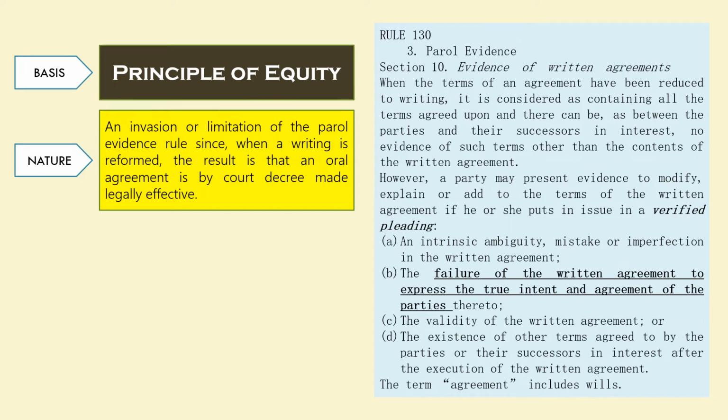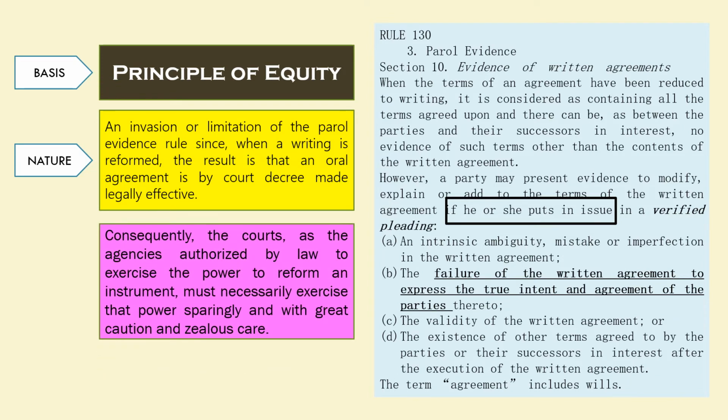And there can be no evidence of such terms other than the contents of the written agreement. However, a party is allowed to present evidence to modify, explain, or add to the terms of the written agreement only if he or she puts it in issue. And the requirement now, according to the amended rules, is that it must be in a verified pleading. So if you are going to put in issue that the agreement failed to express the true intent and agreement of the parties, then you are allowed to present evidence.